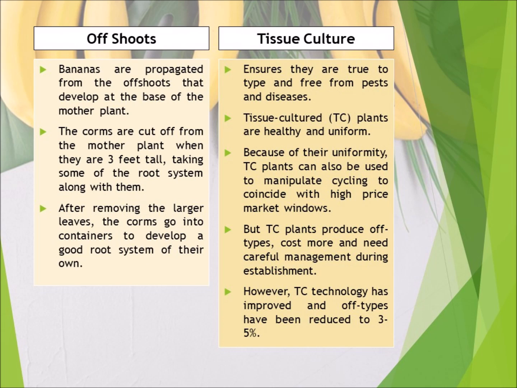These methods ensure they are true to type and free from pests and diseases. Tissue culture plants are usually healthy and uniform. Because of their uniformity, tissue culture plants can also be used to manipulate cycling to coincide with high-priced market windows. But tissue culture plants produce off-types, which cost more and need careful management during establishment. However, tissue culture technology has improved and off-types have been reduced to 3 to 5%.